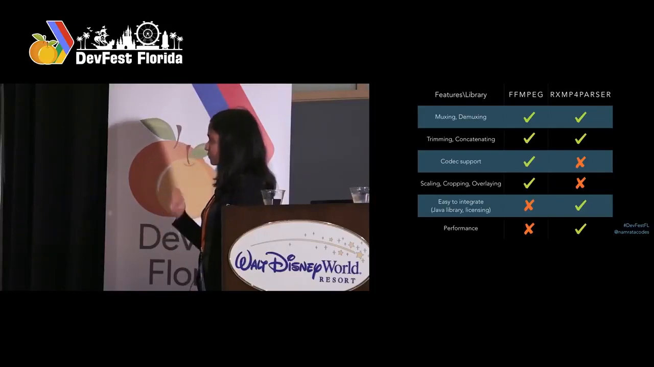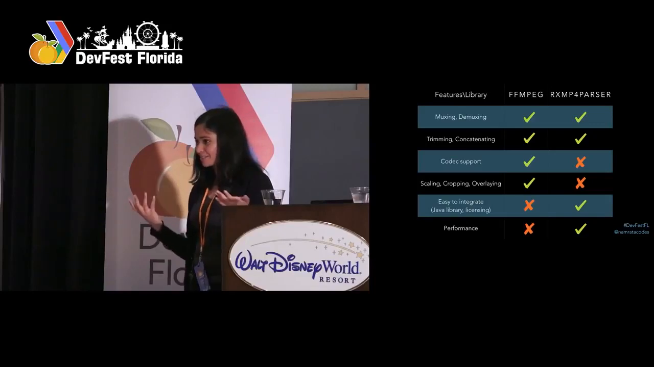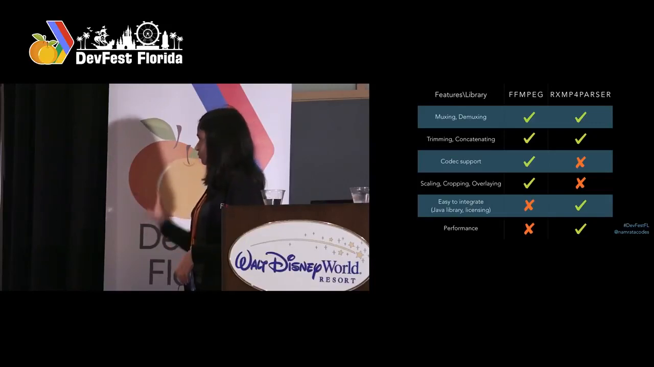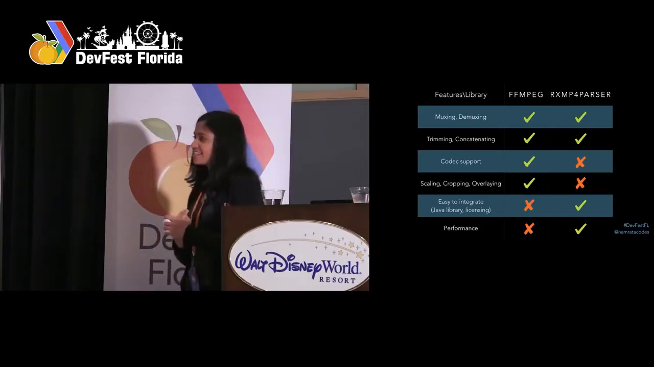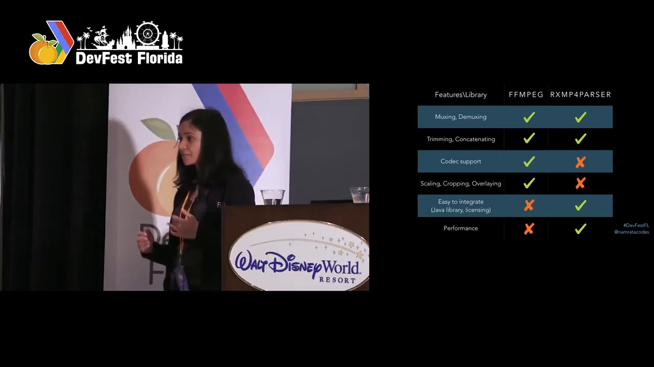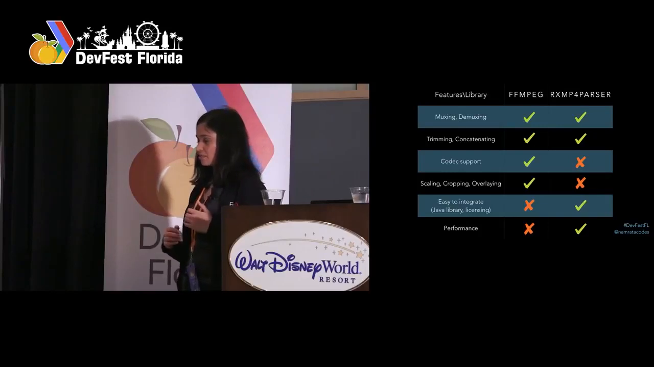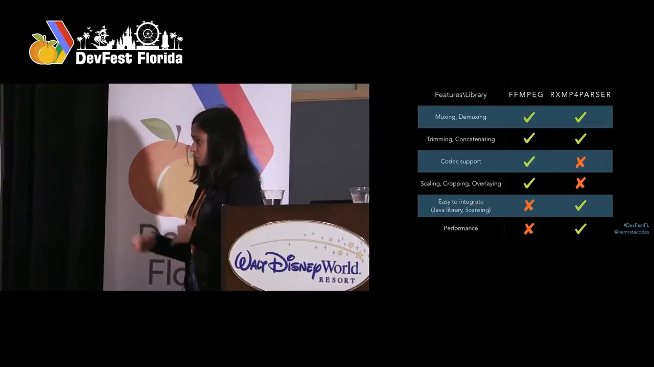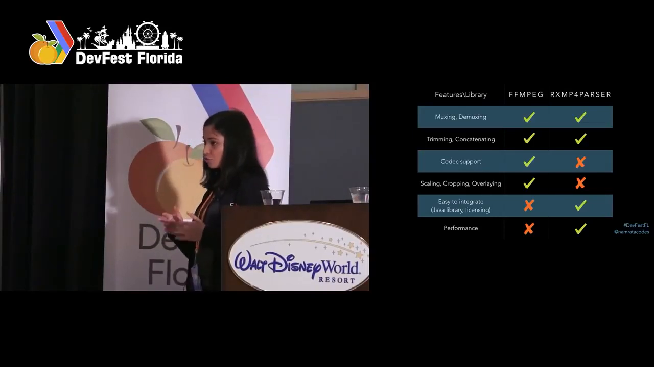And then FFmpeg supports scaling, cropping, and overlaying, all the things that I needed to do. But MP4 parser has no support for it. And then MP4 parser is a lot easier to integrate because it's available as a Java library, and you don't need to do any kind of NDK building. And also the licensing terms for FFmpeg are kind of restrictive. It limits the codecs that you can use, and you have to look for other libraries that support encoding and decoding those formats.